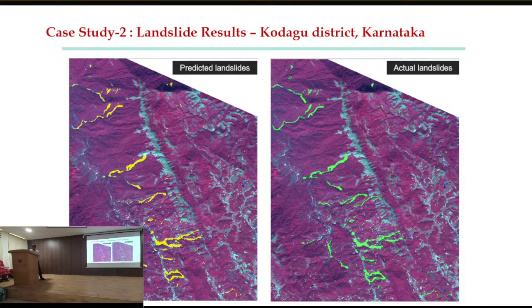Machine learning we have refined further, and we have trained the model using landslide samples. We trained the model with some thousands of landslides which have already occurred. Accordingly the model is trained, and these yellow portions are the predicted landslides. These are the actual landslides which occurred, and the model is able to predict the corresponding landslide occurrences. This is done in an automated way.